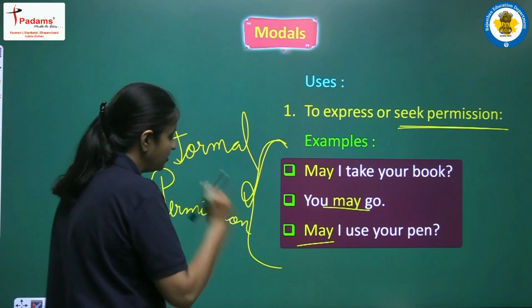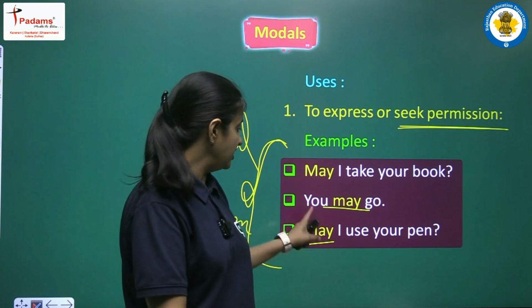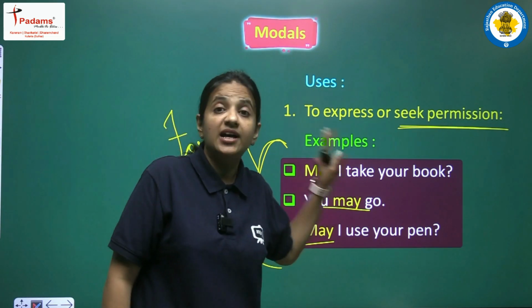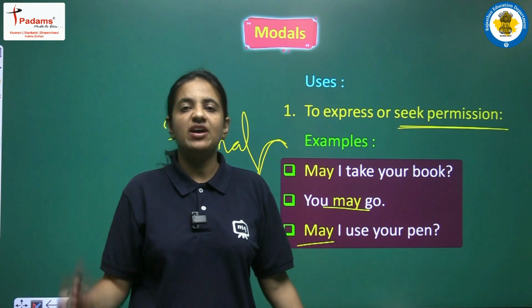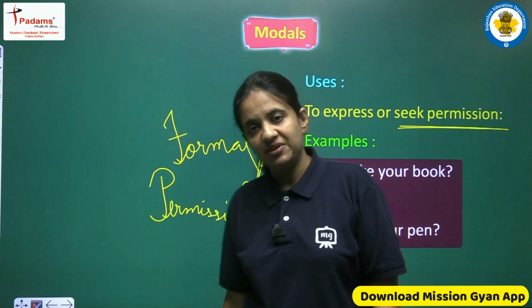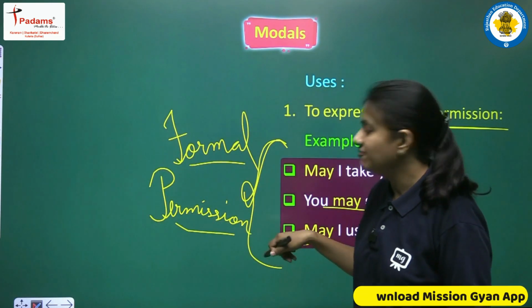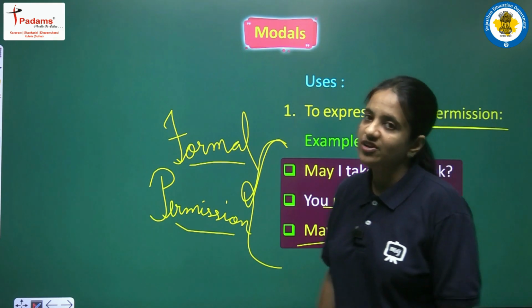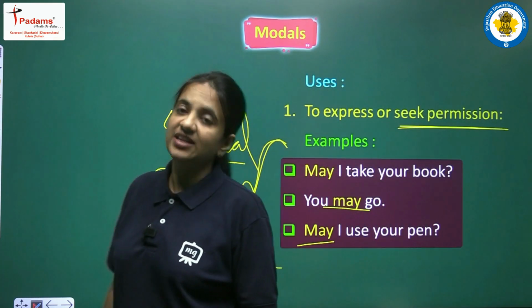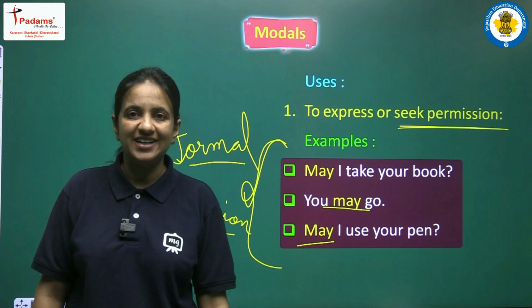Okay, so whenever we are talking about formal permission, so here in this sentence also someone is asking for the permission and that too in a very formal manner. So whenever we are talking about formal permission, we have to use may, and if we are talking about informal permission, then we can use can in a sentence.